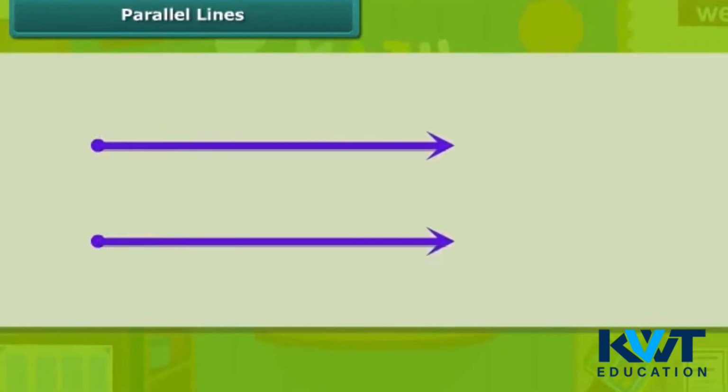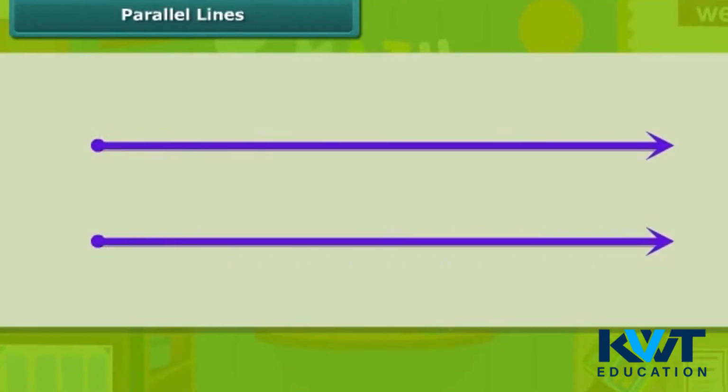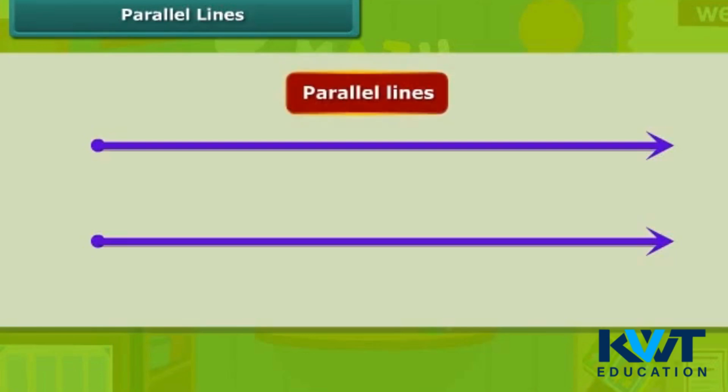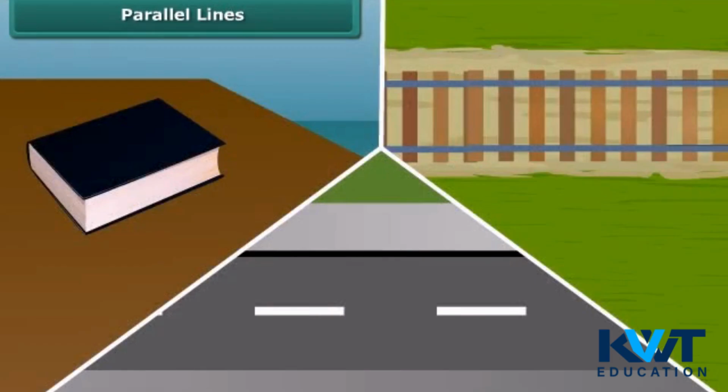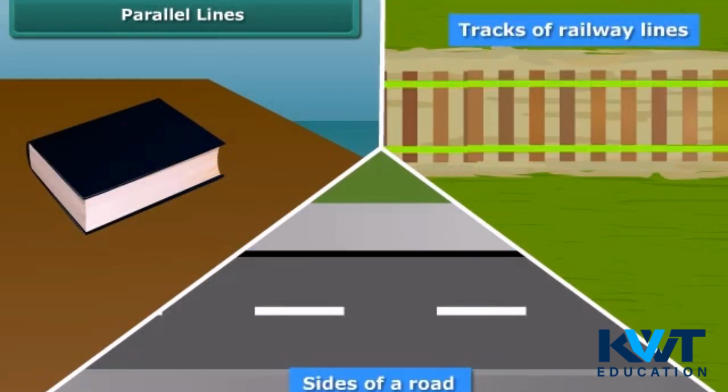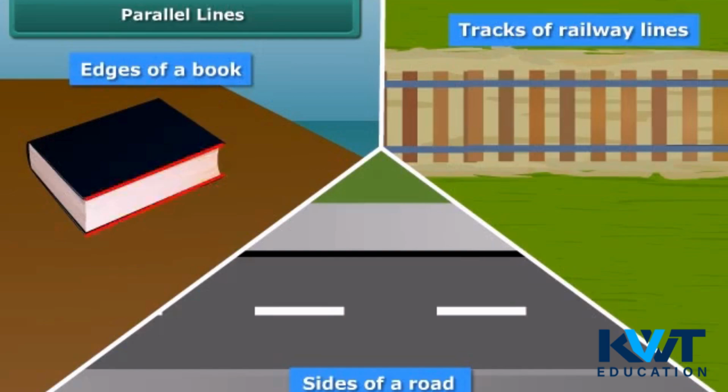Another set of lines are those which do not intersect. Such lines which do not meet at all are called parallel lines. The distance between these lines remains constant. Here, 2 lines L and M do not intersect, so they are parallel lines. A few examples of parallel lines from daily life include sides of a road, tracks of railway lines, edges of a book.